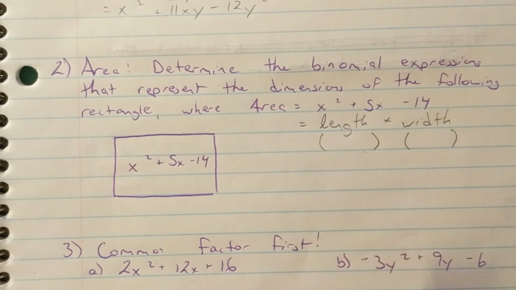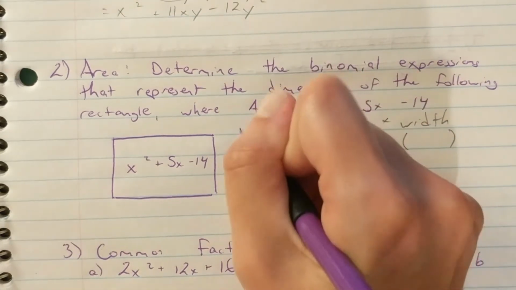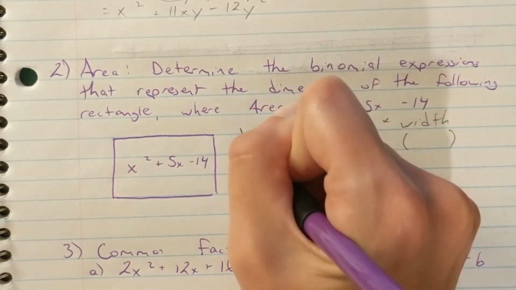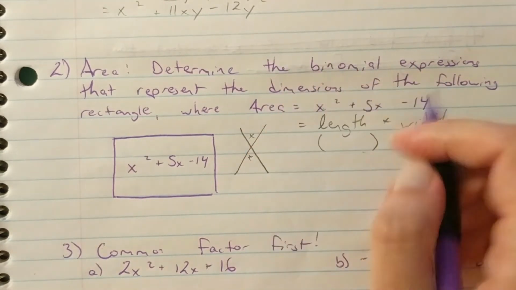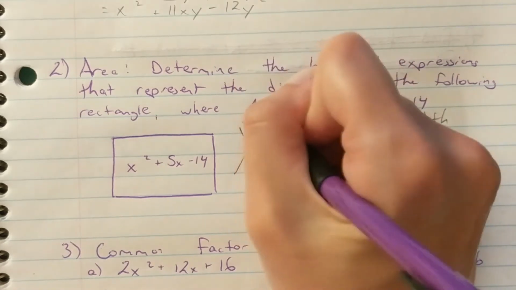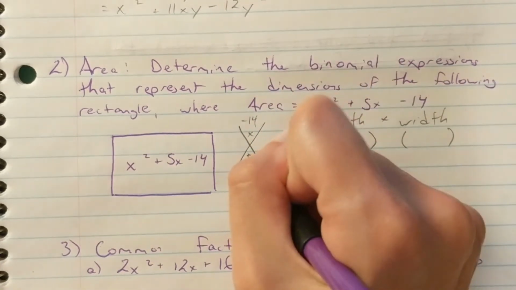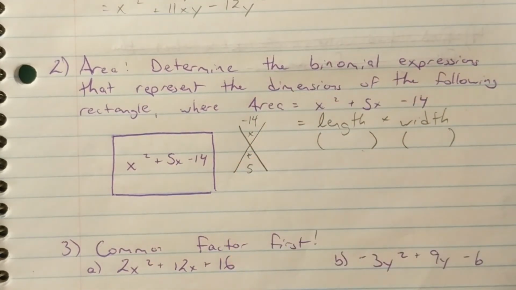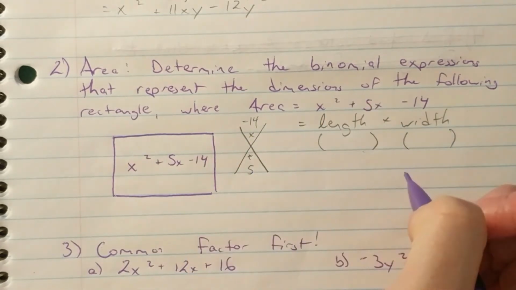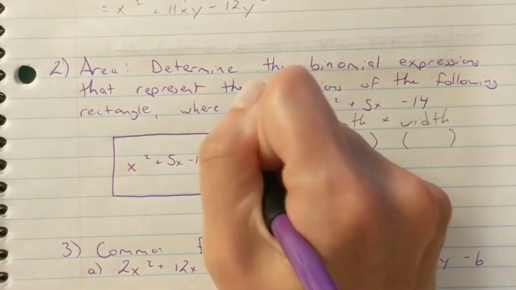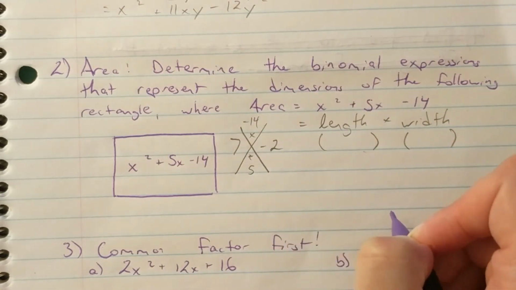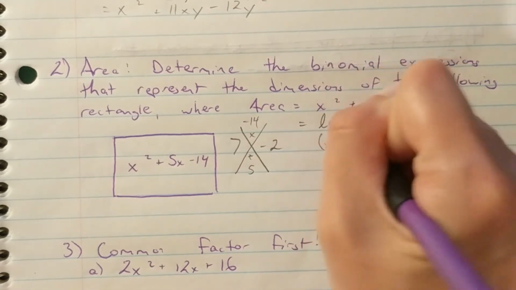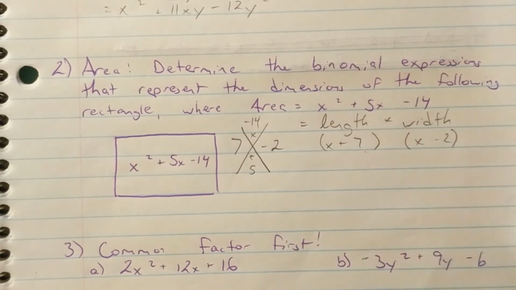I'm going to draw my x over here. We need them to multiply to something and add to something. In this case, they need to multiply to negative 14 and add to 5. Our two numbers in this case are 7 and negative 2. So the factored form of my expression here is going to be x plus 7, x minus 2.